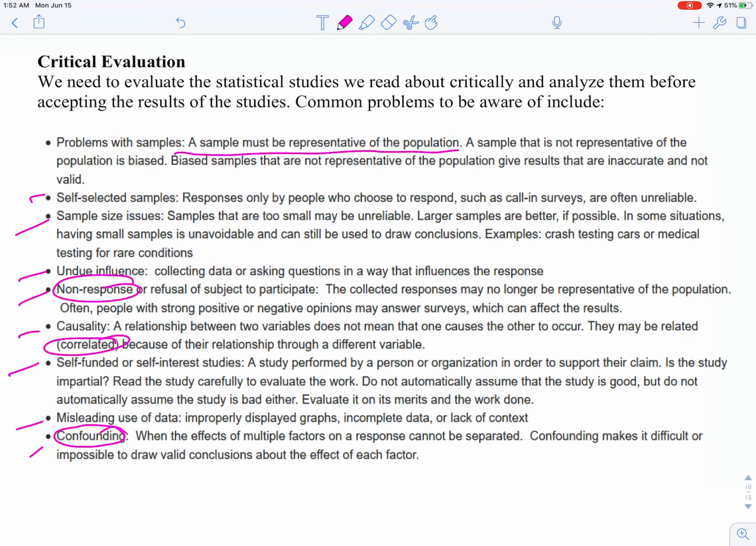All right, so these are things you're going to definitely want to go through, these biases here, and just kind of know them.